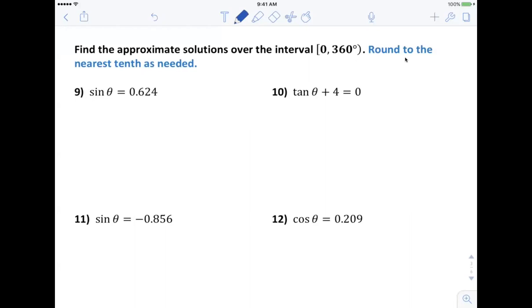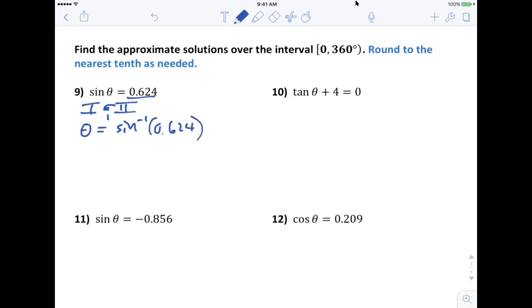Now, one thing to realize is if I'm looking at this number 9, the sine of what angle is 0.624. First thing I think of is the sine is positive, right? It's a positive number. The sine is positive in quadrants 1 and 2. So I should have two answers here, one from quadrant 1 and one from quadrant 2. The problem is your calculator is only going to give you one answer. So the first step is to get that answer, and that's going to be found by sine inverse, kind of like from last section. You're going to do sine inverse of 0.624 to get that first angle.